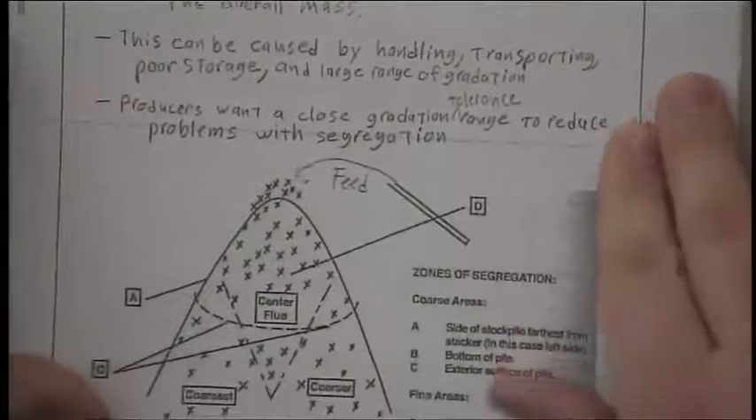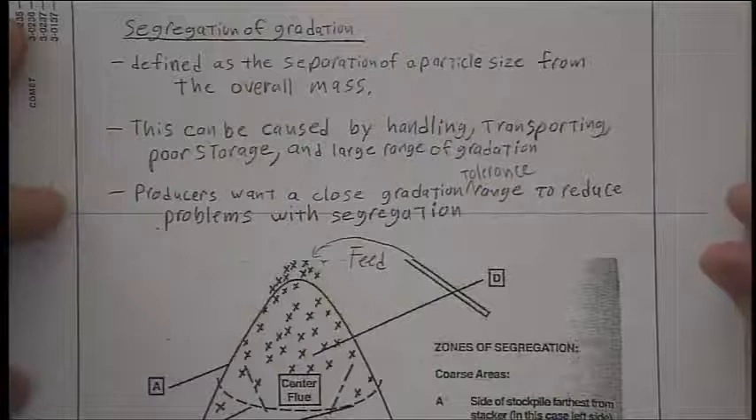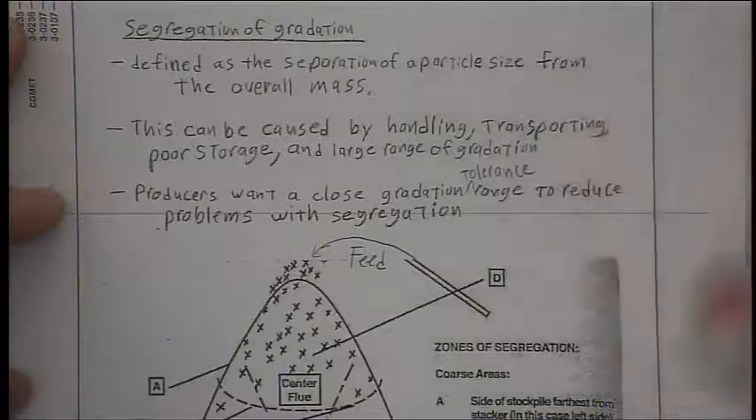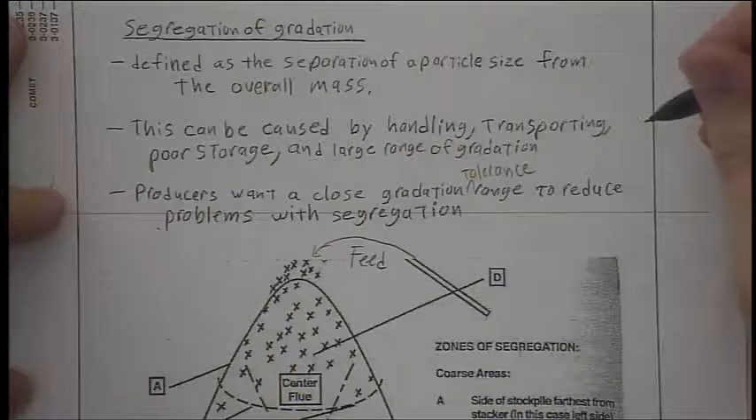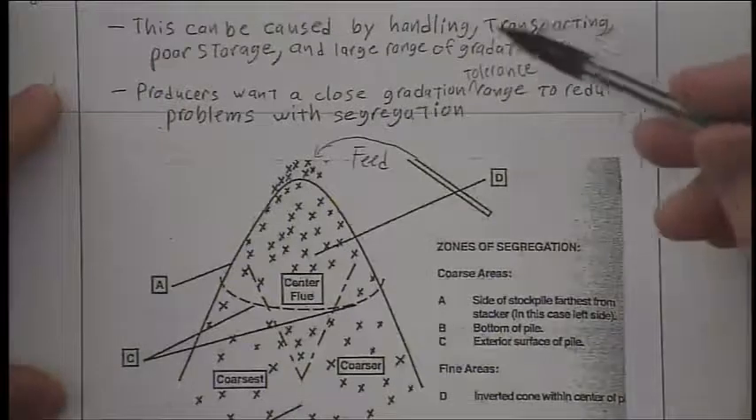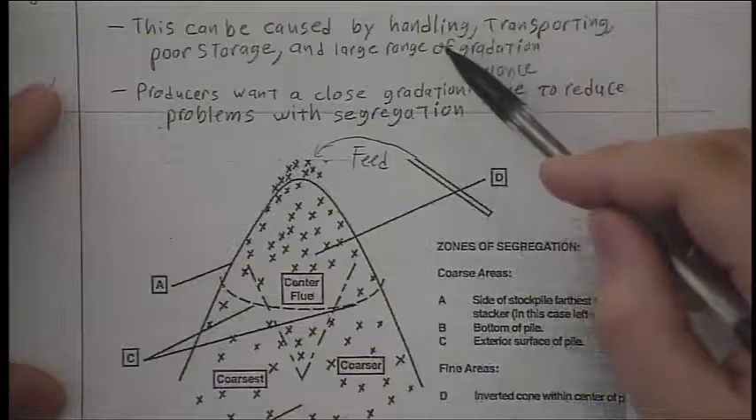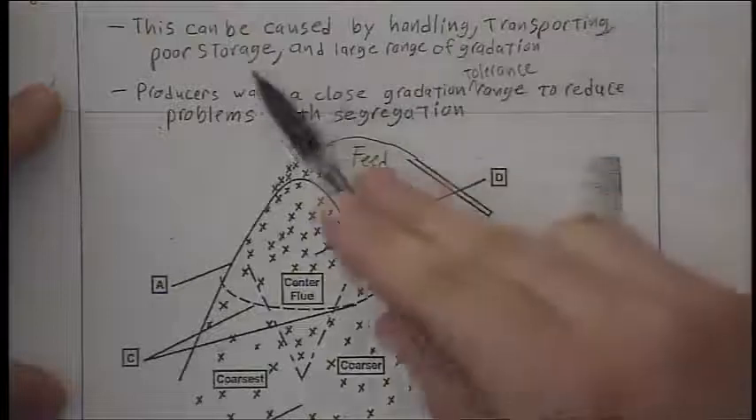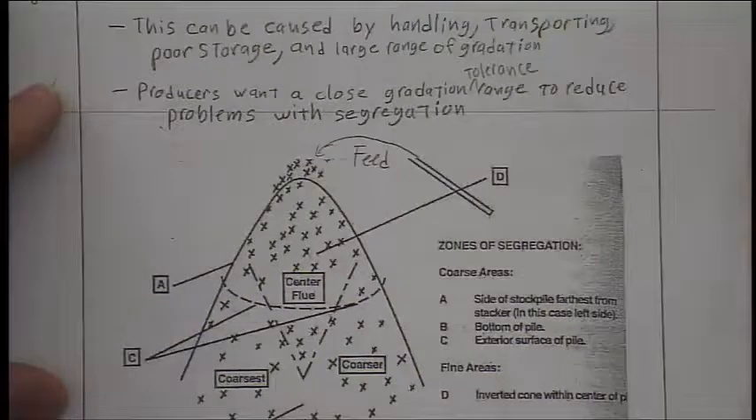When you're transporting, it's really important to understand segregation, which happens with a gradation. Segregation is a separation of particle sizes from the overall mass. This example down here shows where segregation happens. The material is very prone to segregation whenever you have handling, transporting, poor storage, or a large range of gradation. It will segregate a lot more.